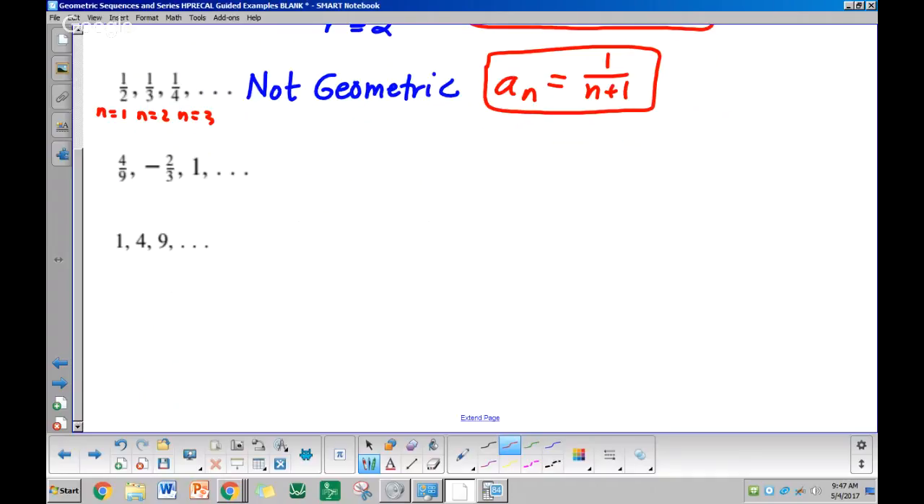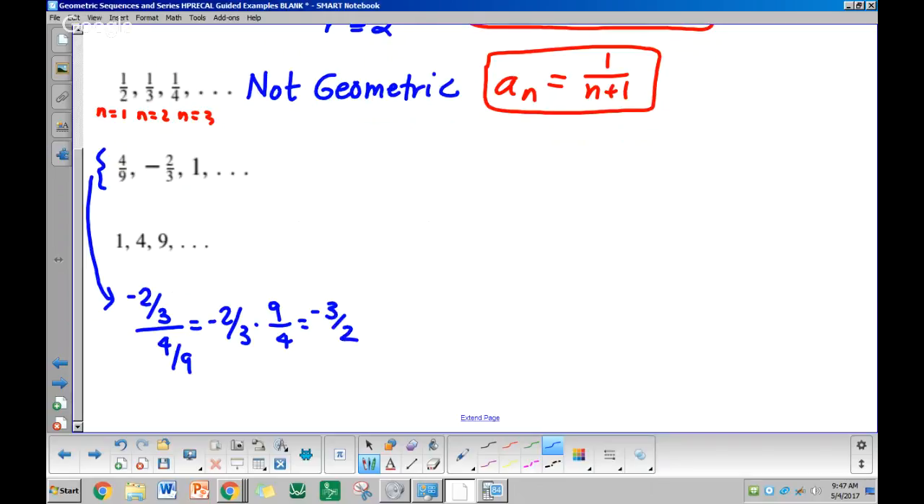4/9, -2/3, 1. It's garbage. So this is how we're gonna figure it out. I'm gonna have to do some math. I'm gonna take the second term, -2/3, and divide it by the first term, which means keep, change, flip, some math magic. So this would be 9/4, which gives you -3/2. Good. And then I'm gonna check out the next one, which is 1 over -2/3, which is equal to -3/2. So what's r here?